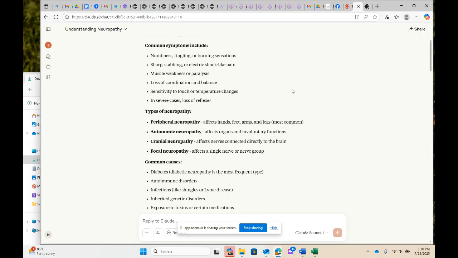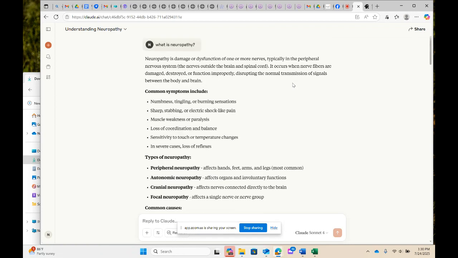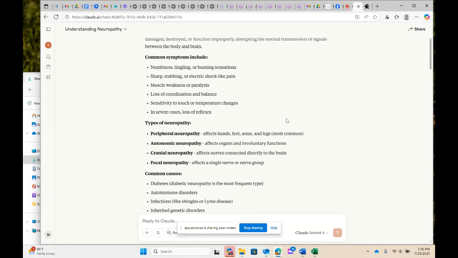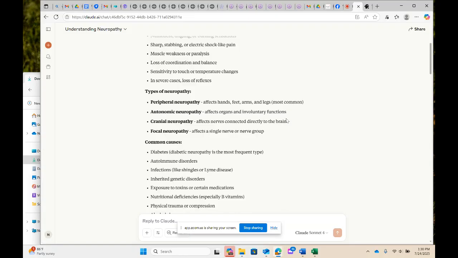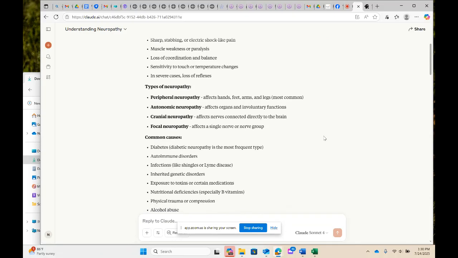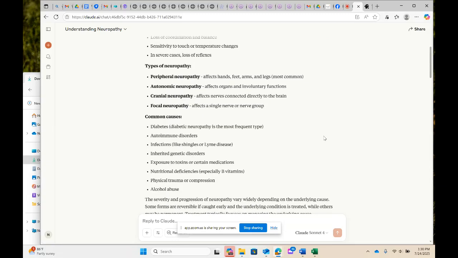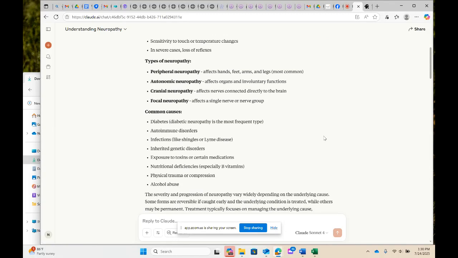You might think that this is just related to getting old or the aging process, but it could actually be something more serious. It could actually be the damage or dysfunction of one or more of your nerves. It could actually be what is called neuropathy. Neuropathy affects your hands, your feet, your arms, your legs, your organs, your involuntary functions. It can affect your brain and it can even affect single nerves or nerve groups.